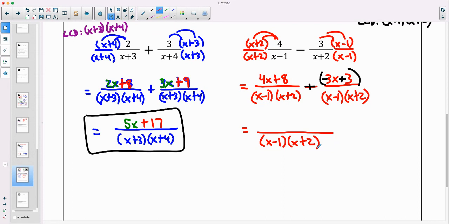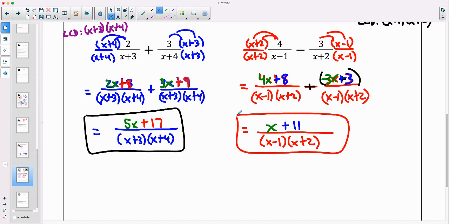Okay, now we can start to combine like terms. So we have a 4x and a negative 3x. Those will add to 1x. We have a positive 8 and a positive 3. That will add to positive 11, and that would be our answer.